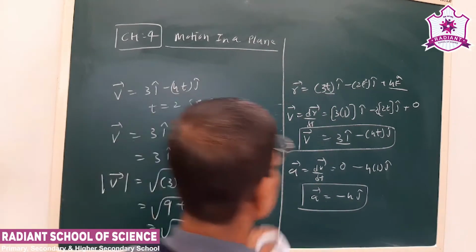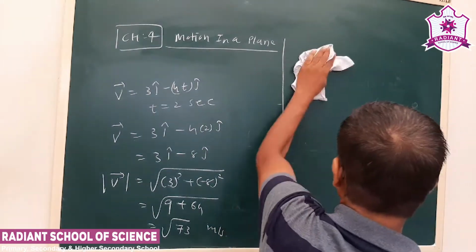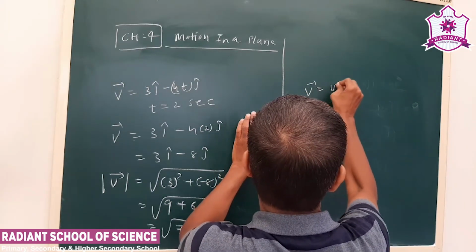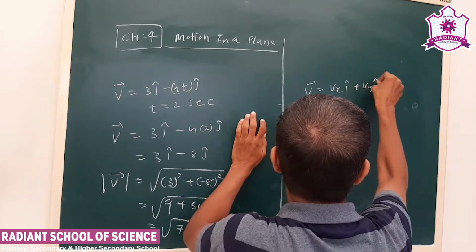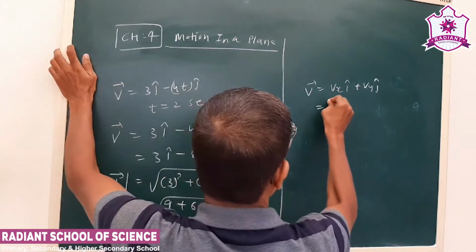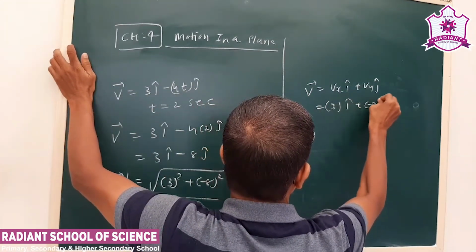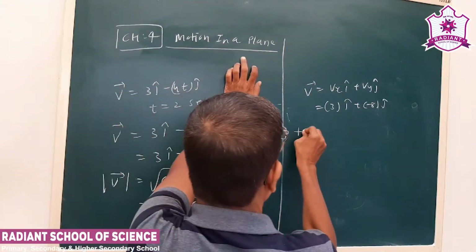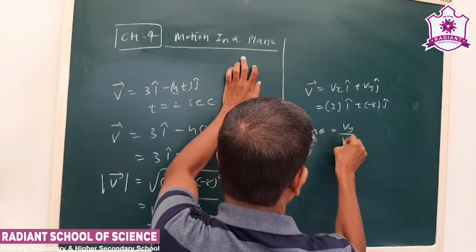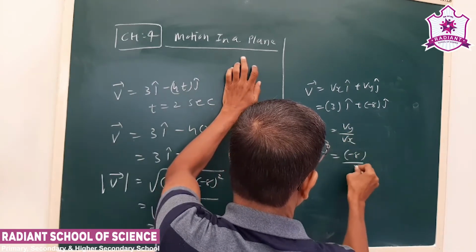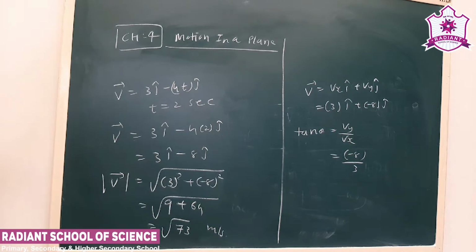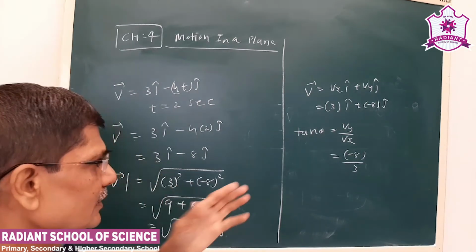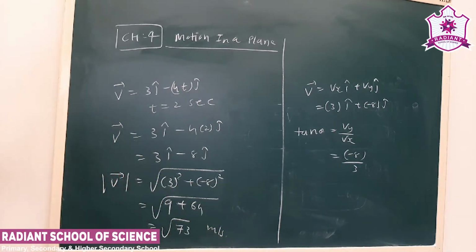Now the direction. The velocity is a vector quantity, so we can write v is equal to vx i plus vy j. Here vx value is 3 and vy is 8. Now tan theta is vy upon vx, which will show the direction. By taking the help of the natural tangent, we can obtain the value of the angle also. So this is our exercise sum number 4.20.